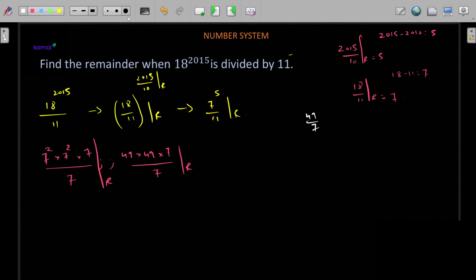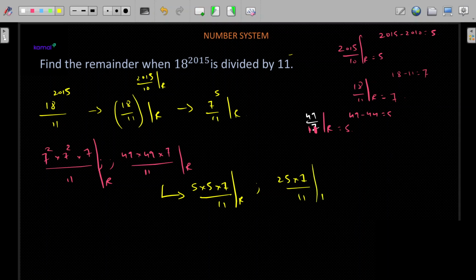Sorry, my divisor is 11, right? So my remainder is nothing but, the highest multiple of 11, which is less than 49, is 44. So 49 minus 44 is 5. So my remainder is 5. Instead of 49, I'm going to replace it with this remainder, which is nothing but 5. So 5 into 5 into 7 by 11 to find my remainder. 5 5s are 25. 25 into 7 by 11 to find my remainder.